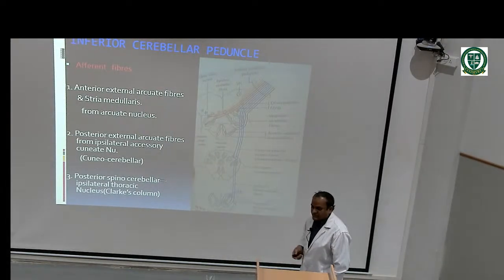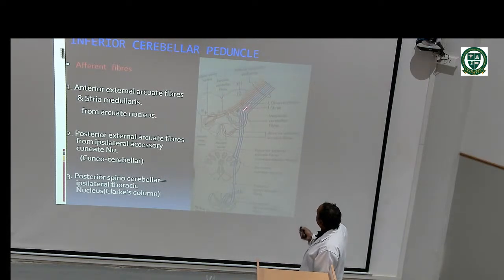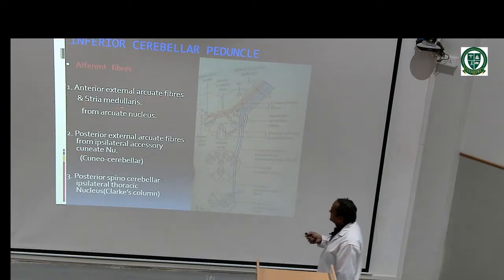So what are these afferent fibers in the inferior cerebellar peduncle? In the diagram you are seeing the inferior cerebellar peduncle. First one is the anterior external arcuate fibers and stria medullaris. So this is the arcuate nucleus, right and left. From this arcuate nucleus, the fibers will arise and enter into the inferior cerebellar peduncle and go to the cerebellum. These are called the anterior external arcuate fibers.